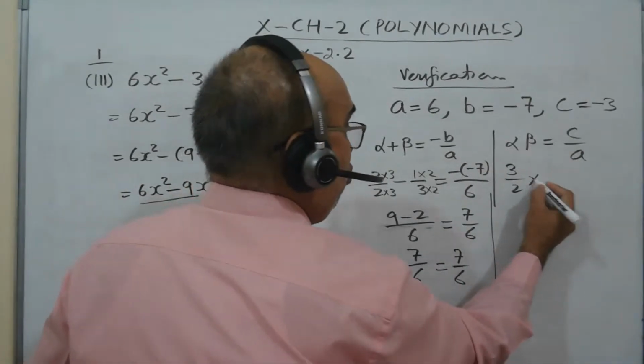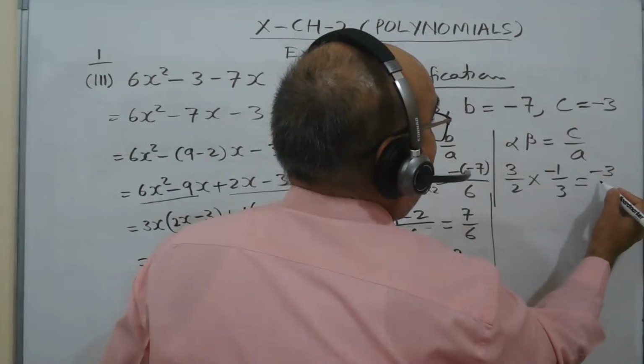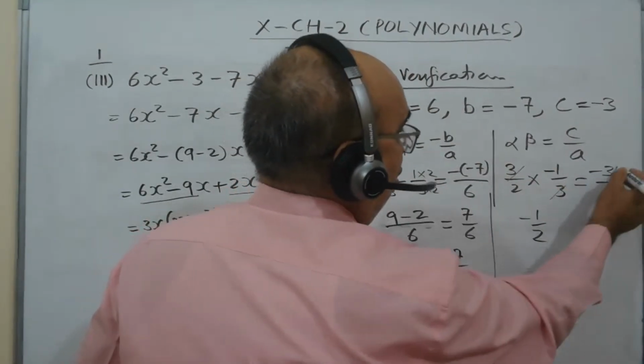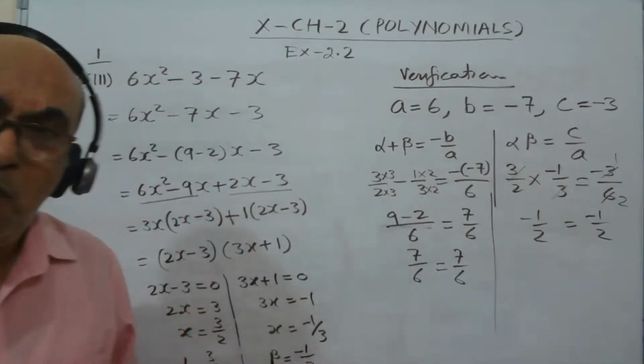Now product of zeros. 3 by 2 into minus 1 by 3. C is minus 3 and a is 6. The 3s cancel, minus 1 by 2. 3 1s are 3, 3 2s are 6. This product of zeros is also verified.